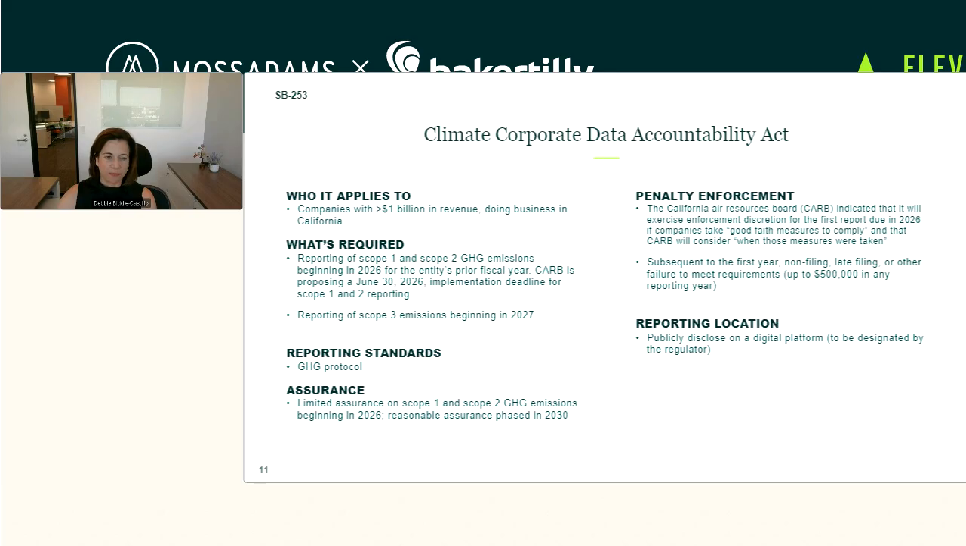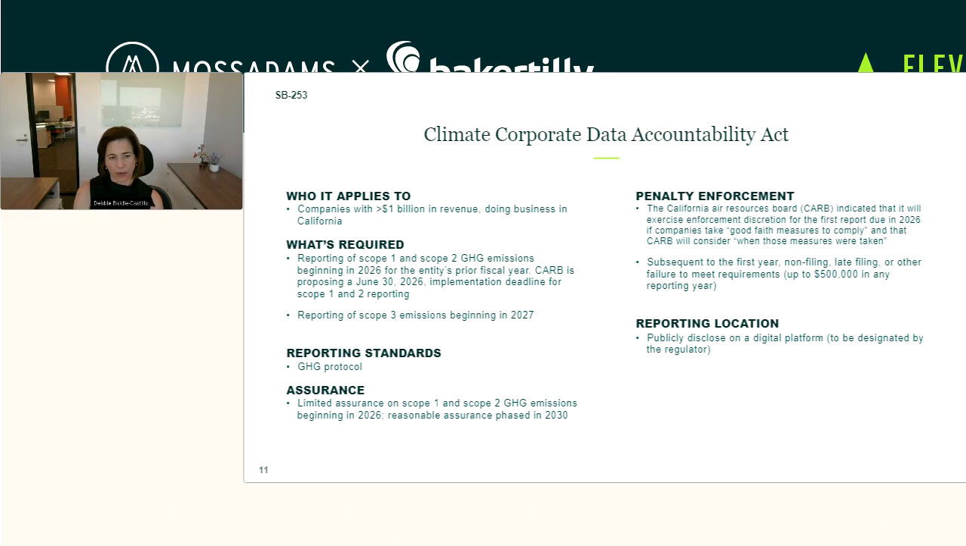So what is required? It is required to report Scope 1 and Scope 2 greenhouse gas emissions beginning in 2026 for the prior fiscal year. So your first year of reporting, if you meet the thresholds for the WHO, is going to be in 2026 based on this year's Scope 1 and Scope 2 data.